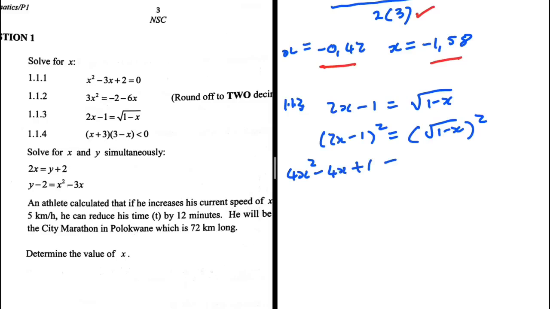So there we go. And then on the right hand side, we're going to have 1 minus x. Okay, so 4x squared. So we have minus 4x plus x. So that is minus 3x. And then 1, when we take this one to the left hand side, we're going to get 0. So we have 4x squared minus 3x being equals to 0.